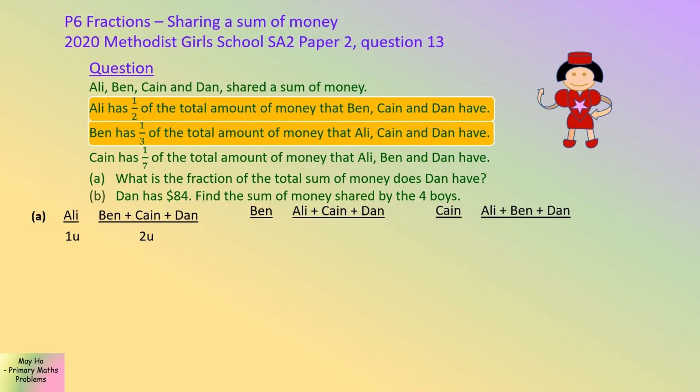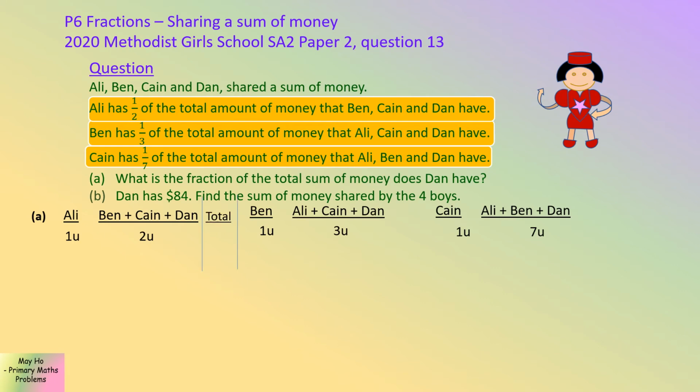Let's look at the third statement. Ben has 1/3 of the total amount of money that Ali, Ken and Dan have. Ben will have 1 unit, the other 3 boys 3 units. Let's look at the fourth statement. Ken has 1/7 of the total amount of money that Ali, Ben and Dan have. That means Ken will have 1 unit, the other 3 boys 7 units.